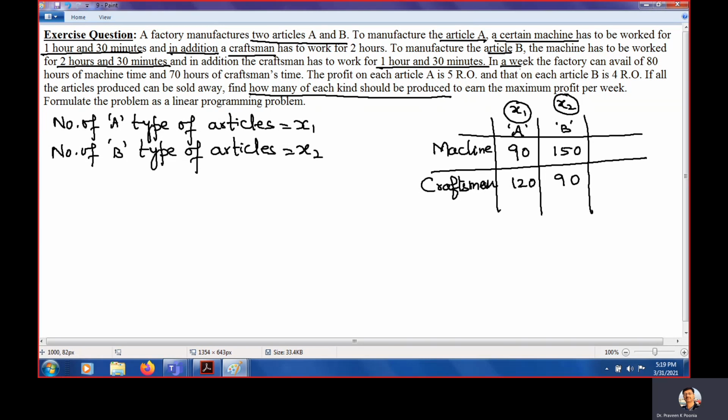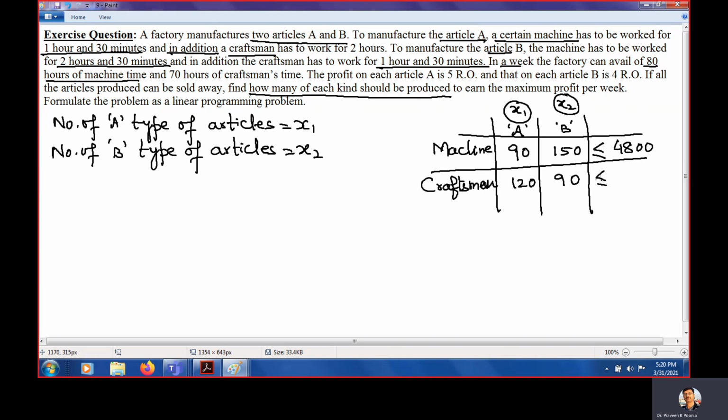In a week, the factory can avail 80 hours of machine. That means if we want to use the machine, we can use it only for 80 hours. So this is the maximum limit. Maximum limit means it will be less than or equal to. You can avail 80 hours, but you cannot go beyond 80. You cannot use 81 hours or 82 hours. That's why we are using less than. And 80 hours, if you change into minutes, will be 4,800 minutes.